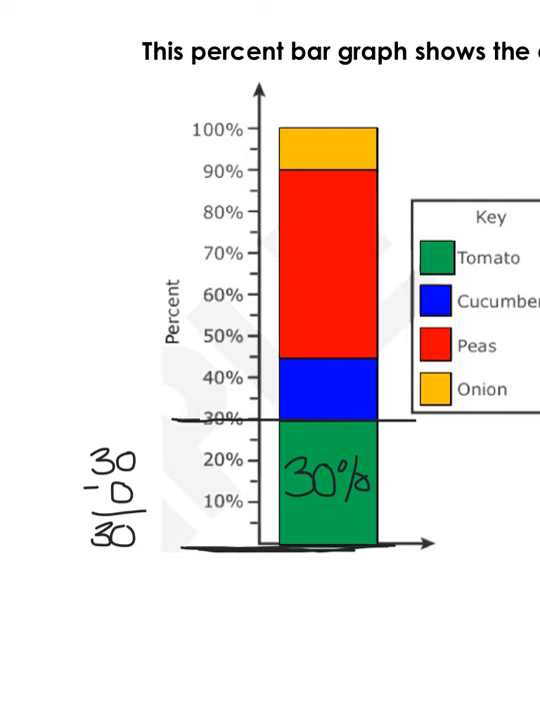So I see here it starts at 30 and it ends at a number between 40 and 50. That would be 45. So it ends at 45, so I'm going to take 45, and it begins at 30, so I'm going to subtract 30. So 5 minus 0 is 5, 4 minus 3 is 1. So cucumbers represents 15%.